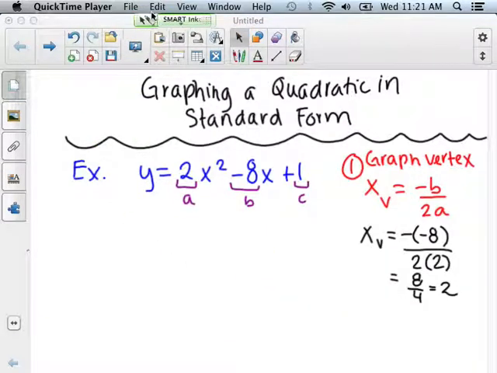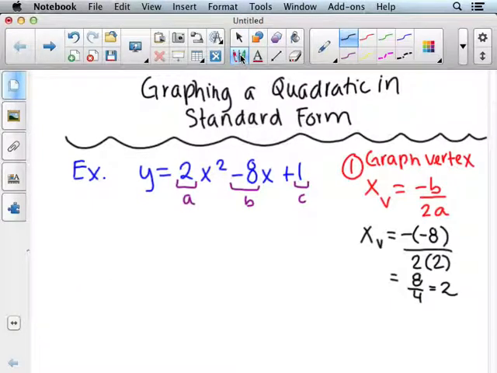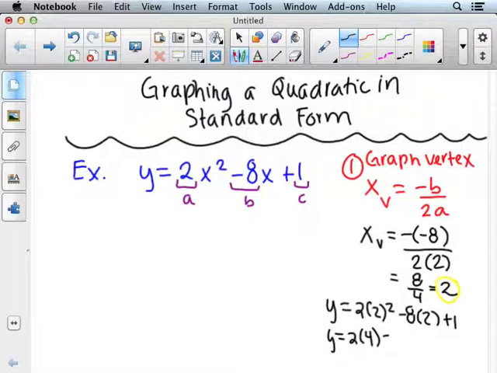So, I want to now find the y part of the vertex. So the y part of the vertex I find simply by taking this 2 and substituting it in. So I'm going to say y equals 2 times 2 squared minus 8 times 2 plus 1. So I get y equals 2 times 4, remember you square this first, minus 16 plus 1. So that's 8 minus 16 plus 1, which is negative 8 plus 1, which is negative 7.